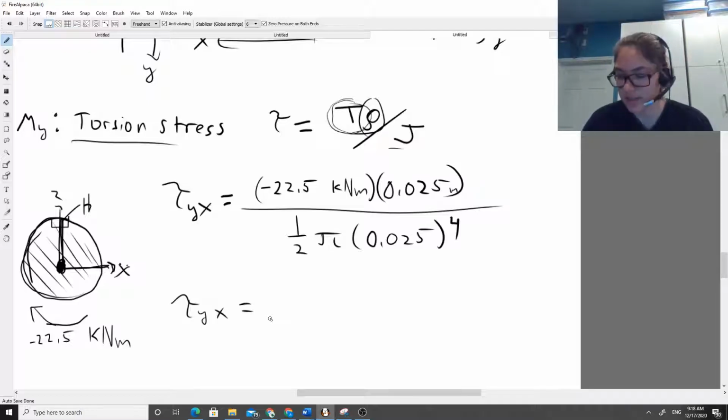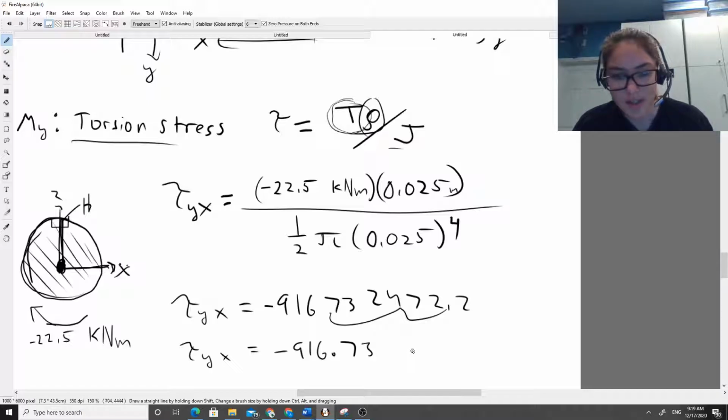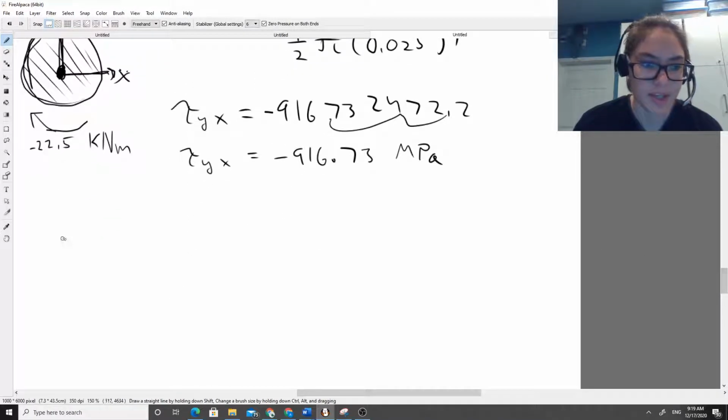So that's going to give us this atrocity of a number, which is negative 916732472.2. And I actually am going to go ahead and move that over: 1, 2, 3, 4, 5, 6. That's 6 decimal places, so we'll say that tau yx is going to be equal to negative 916.73 megapascals. Okay. And we'll create our stress blocks for that as well.